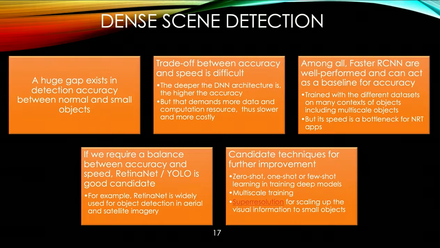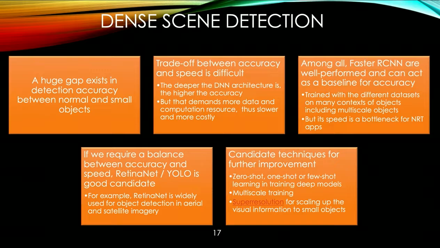Computer vision is a relatively mature area in terms of AI democratization. However, object detection is not yet a fully solved computer vision problem. For example, in small object detection, a huge gap still exists in detection accuracy between normal and small objects. A trade-off between accuracy and speed is also quite hard to achieve, because the deeper the neural network architecture, the higher the accuracy. But at the same time, that also demands more data and computing power, therefore slowing down the prediction.